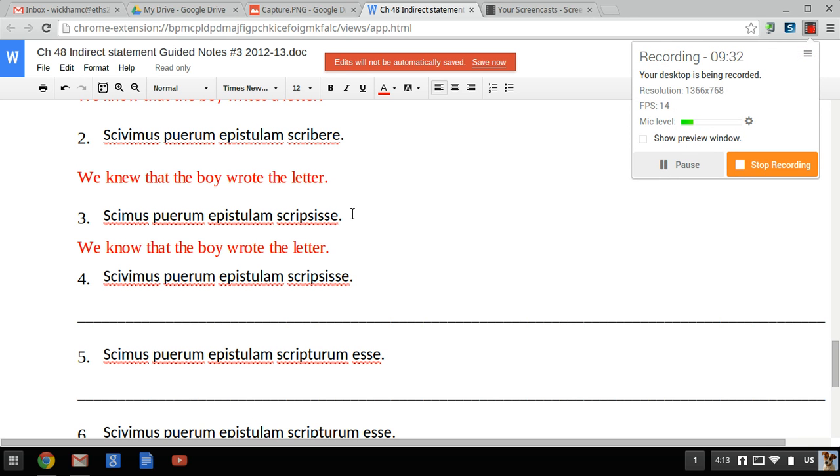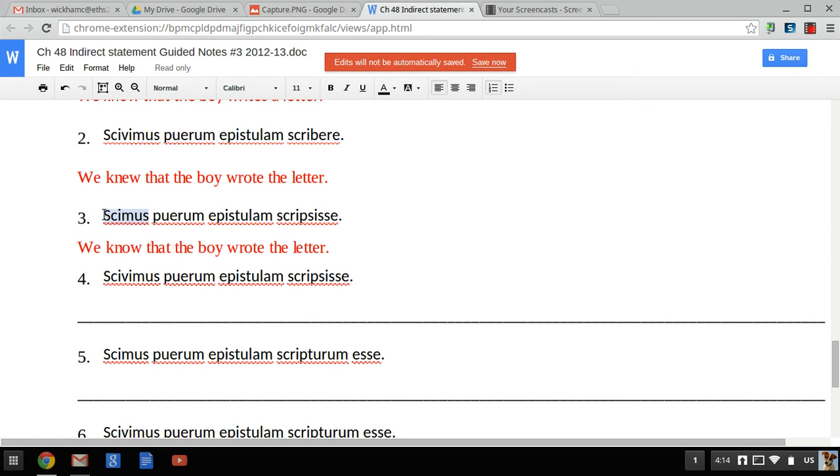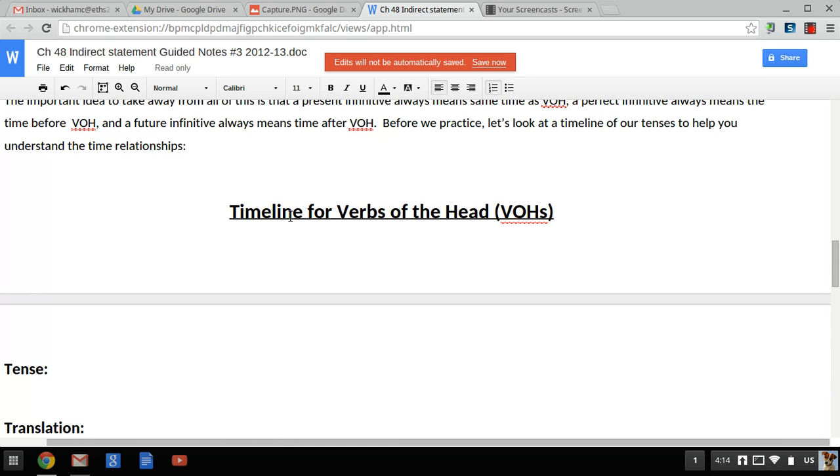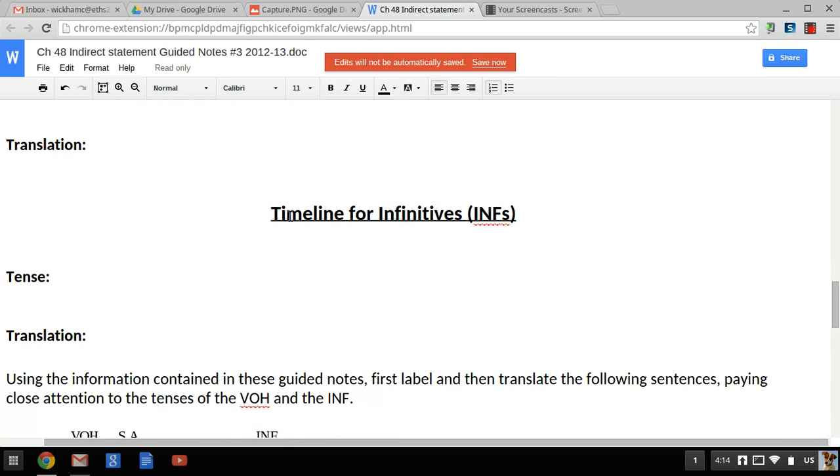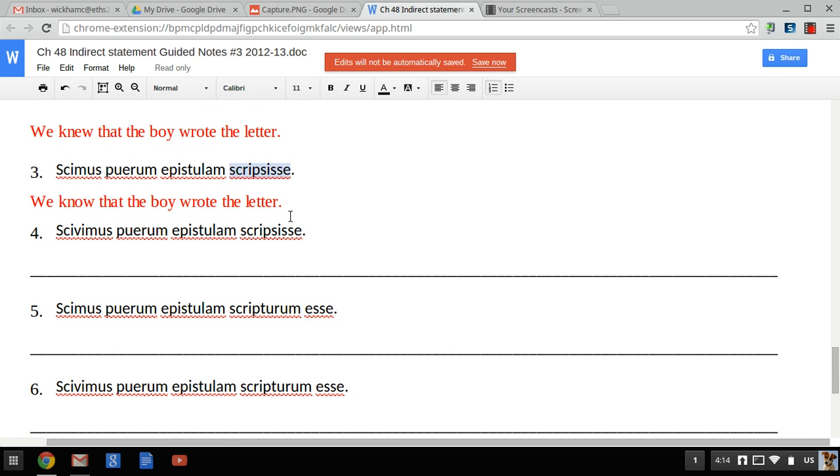So just to recap, we know that scimus is present tense, and then scripsisse is a perfect active infinitive, right? So because this is present tense, and the perfect active infinitive we looked up and we said it happens before the verb of the head, it always happens directly before the verb of the head. So that means a present tense verb of the head with a perfect infinitive will make it simple past tense in English. We know that the boy wrote the letter. This may make more sense when I talk to you about the next sentence.